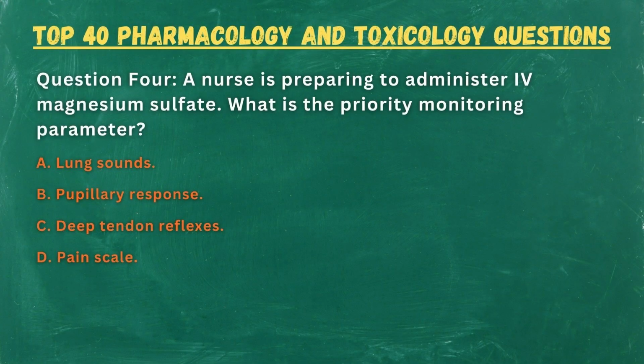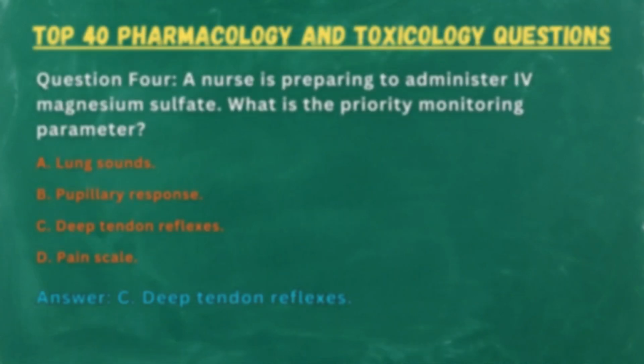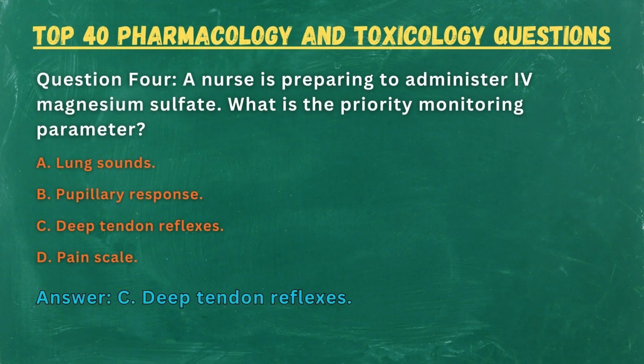Question 4. A nurse is preparing to administer magnesium sulfate. What is the priority monitoring parameter? A. Lung sounds. B. Pupillary response. C. Deep tendon reflexes. D. Pain scale. Answer: C. Deep tendon reflexes.